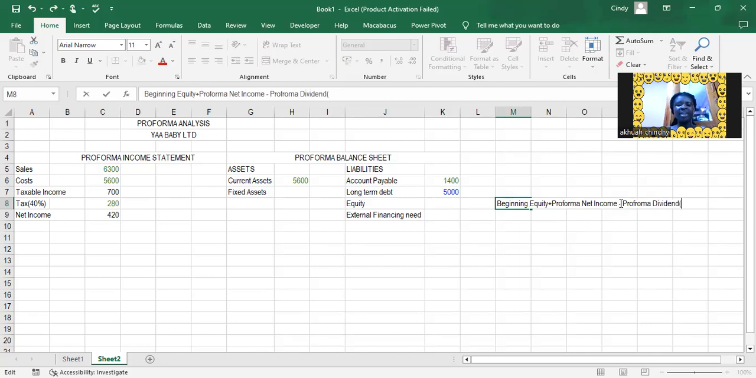Sometimes dividend is not a sure thing that it will be in the question. It depends on the question. If the dividend is not available, then your new equity or your pro forma equity will be the beginning plus the pro forma net income. But if there's a pro forma dividend, then you have to subtract to get your new equity. So in our question, we'll look for our beginning equity, which is what? 3,000, right? Our beginning equity is 3,000. So we'll write that one here.